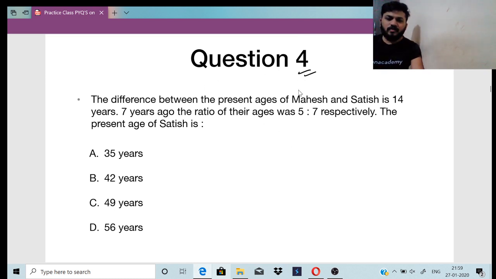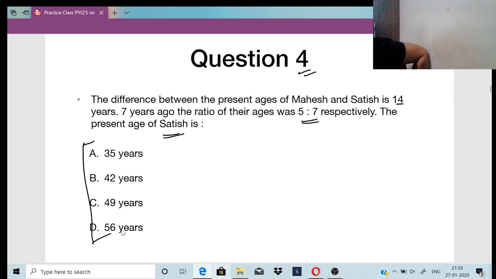Question number 4. The difference between the present ages of Mahesh and Satish is 14 years. 7 years ago, that is 7 years before, in the past, the ratio of their ages was 5:7 respectively. What is the present age of Satish? Give me the right answer. Thank you, Kiran.